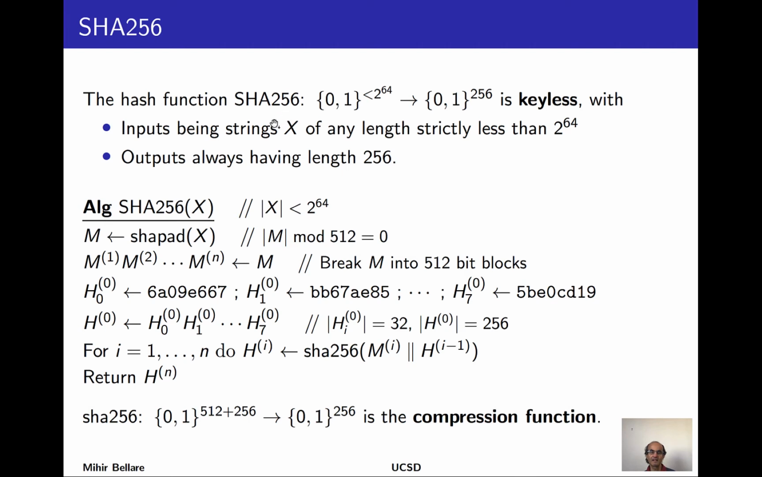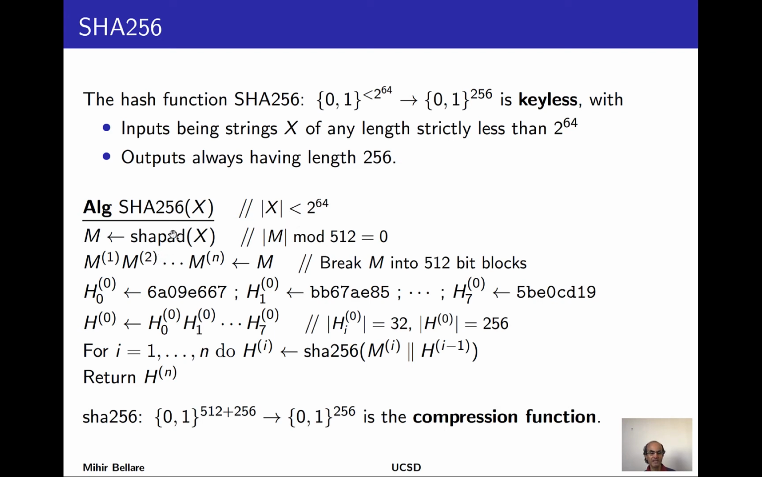This is the currently most popular hash function, the successor to SHA-1. It is keyless, so we'll write it as having just one input, no keys occurring here. The input is any string whose length is strictly less than 2 to the 64. So I'm writing this as notation for that set of strings. But the output is a fixed length, 256 bits. Now notice that 2 to the 64 is really big. You're very unlikely to ever hit inputs that long. So in practice, you think of SHA-256 as taking arbitrary length inputs. But formally, it looks like this.